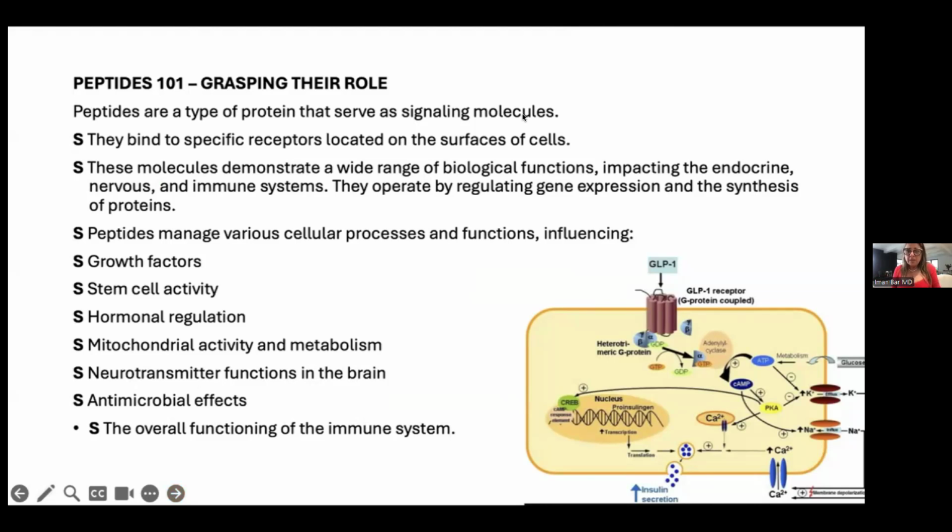Okay. They become kind of like molecules that affect our nuclear messaging. So they manage various cellular processes. I said most of it, like growth factors, stem cell activation, hormone regulation, mitochondria, neurotransmitters, microbial effects. There's so many functions that I think that peptides, thousands and thousands of them now, are identified in the clinical field that we can use them for our patients.